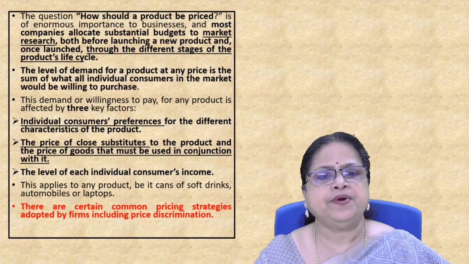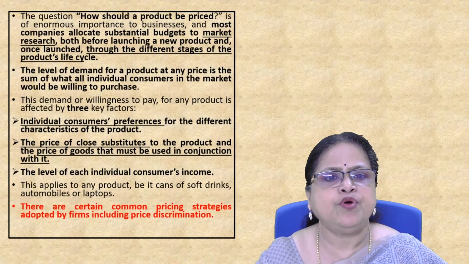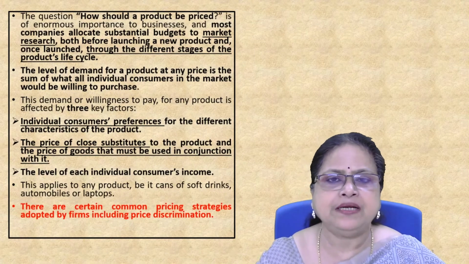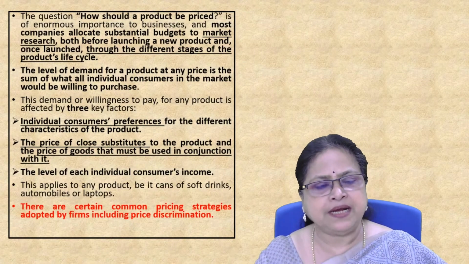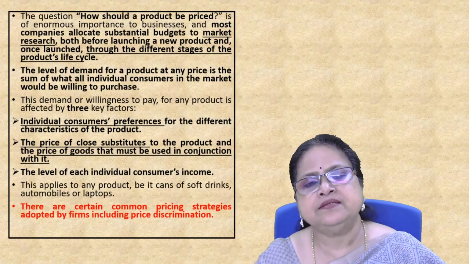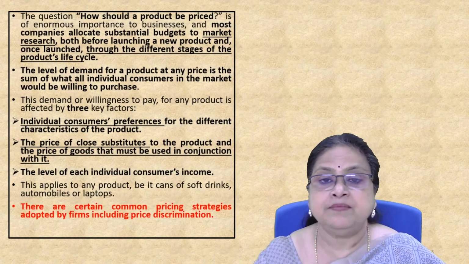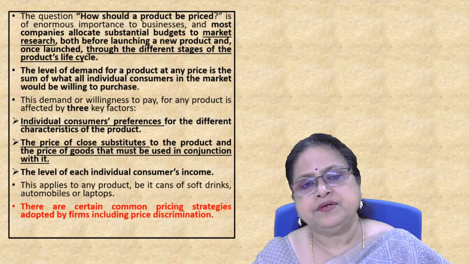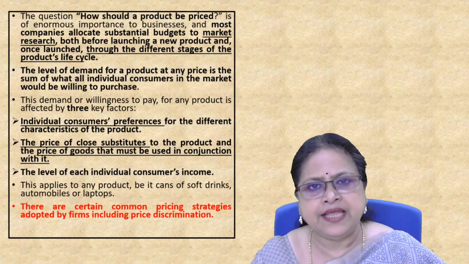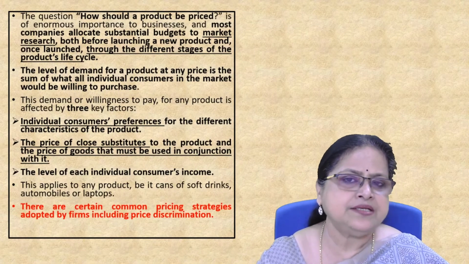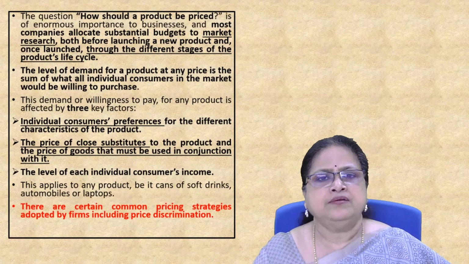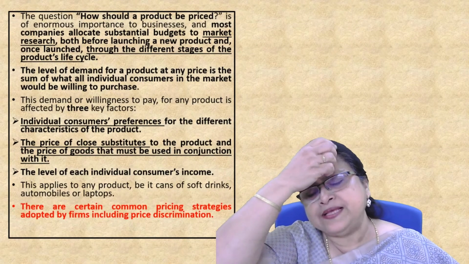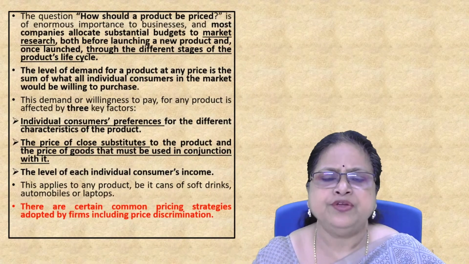Now, the level of demand for a product at any price is the sum of what all individual consumers in the market would be willing to purchase. That we know: the summation of the individual demand curves is the market demand curve. In perfect competition, there are a large number of sellers and buyers, and there the demand curve facing the firm is horizontal and given. In case of imperfect competition, the demand curve, which is alternatively the AR curve of the producer, is sloping downward. So here our question was, are consumers willing to pay the same price for every unit of product?